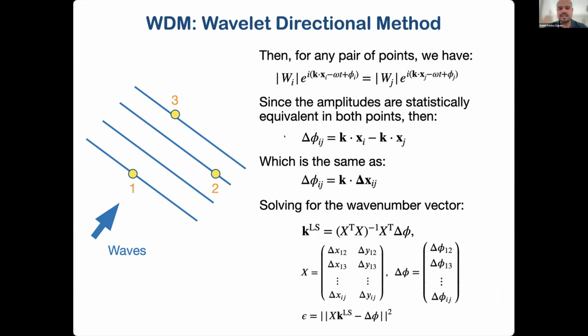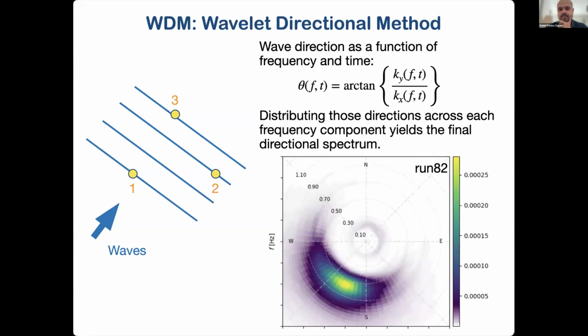Which we can write like this. So we know the phase, which is equivalent like this. We know the phase because we are using the wavelets. So we know the phase in each point, and we can solve basically for k, because we also know the geometry, so the distances. So we solve for k, the wave number vector, and with it we will have the evolution in time and frequency of the wave number vector, so we can calculate the wave direction as a function of frequency and time as well.